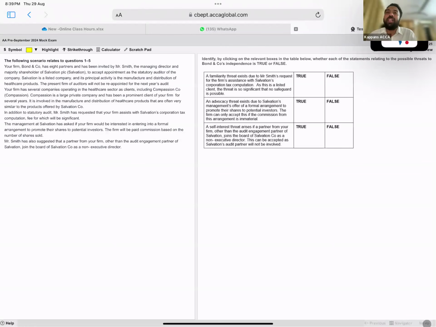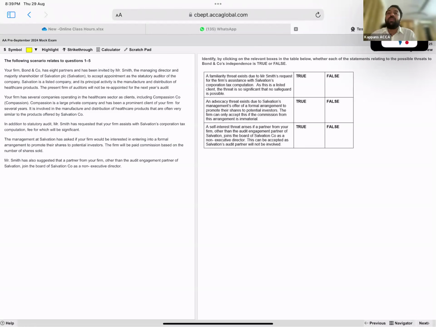The first question is related to ethics. Your firm, Bond and Company, has 8 partners and has been invited by Mr. Smith, the managing director and majority shareholder of Salvation PLC, to accept appointment as statutory auditor of the company. Salvation is a listed company and its principal activities are manufacture and distribution of healthcare products. The present firm of auditors will not be reappointed for the next year's audit.